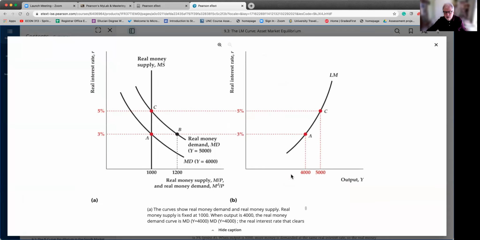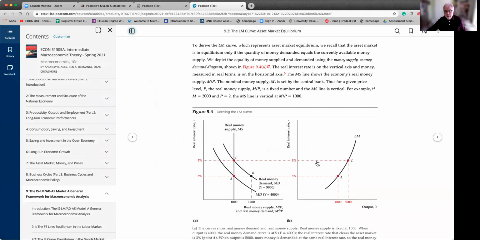Because there'd be a lower level of the equilibrium real interest rate for that given level of GDP, right? Sorry about that. Come back out of that, right?